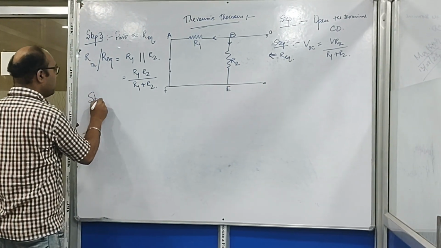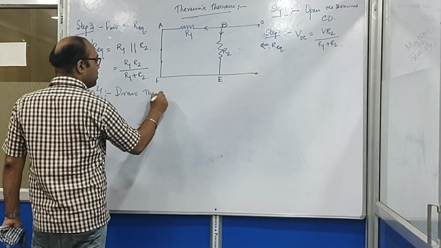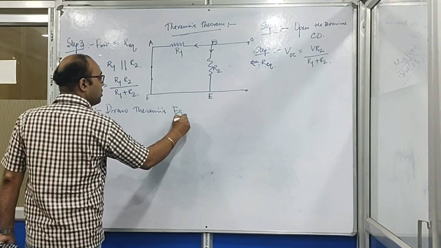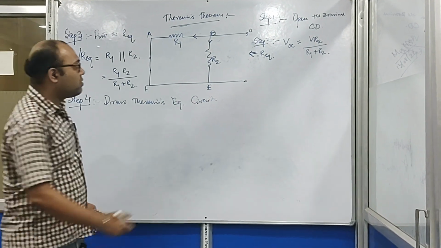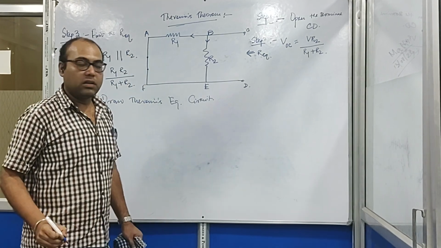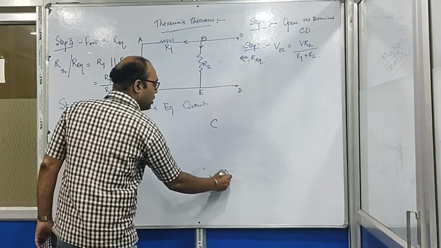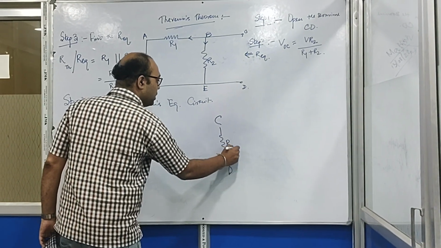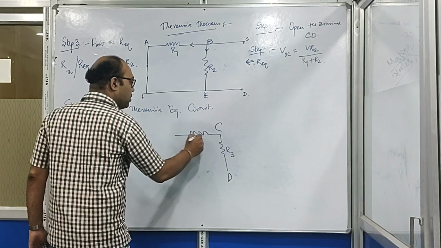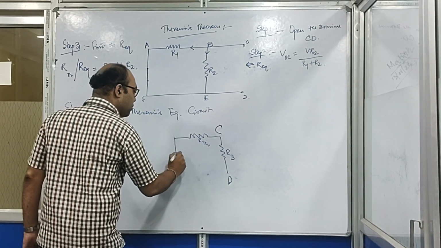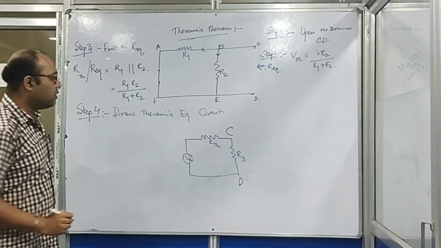The final step, that is step 4, is to draw the Thevenin's equivalent circuit. In drawing this Thevenin's equivalent circuit, we will again place the load resistance at its own place, that is CD. The load resistance R3 will be placed here, and along with it, the Thevenin's resistance and the Thevenin's voltage will be there. So this is the Thevenin's equivalent circuit.